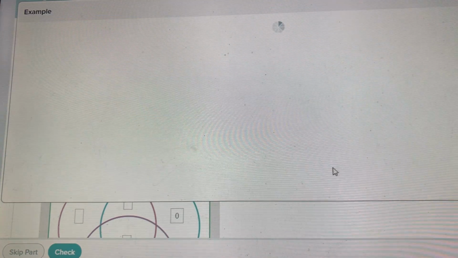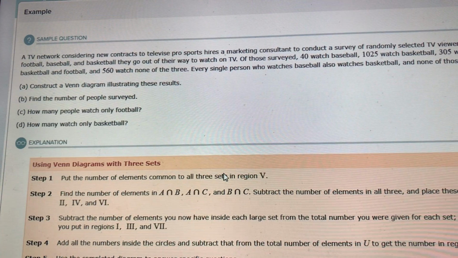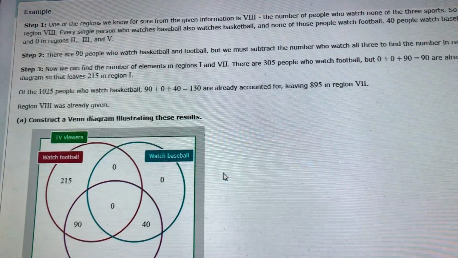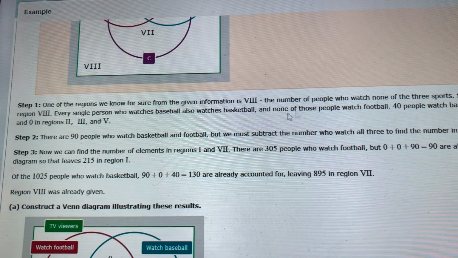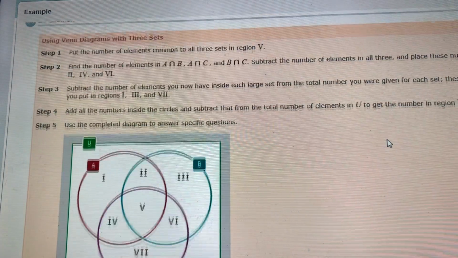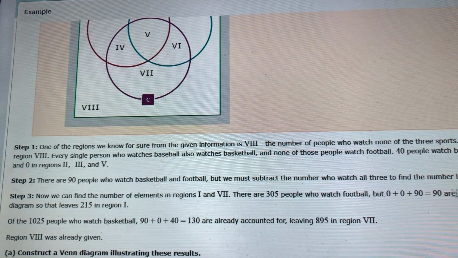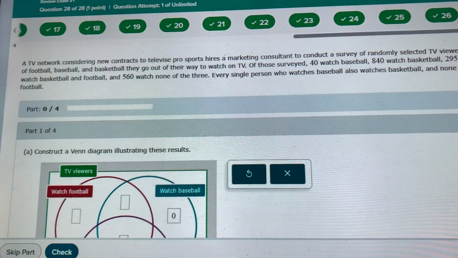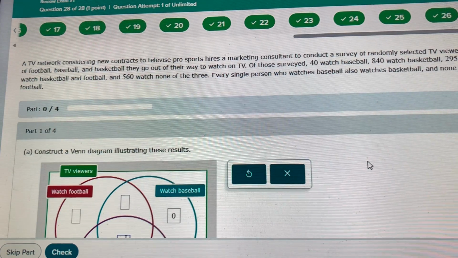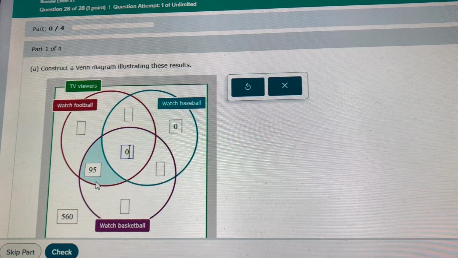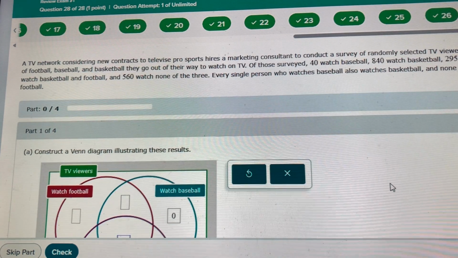Okay, whenever I get stuck, I just see what's going on here. So where's their problem? Okay, so they're doing 90 people watch basketball and football. We must subtract the number who watch all 3, but we don't know that. Okay, so apparently the all 3 is a 0 too. If the all 3 is a 0 because 95 watch basketball and football, and so that has to be 0 because of that.